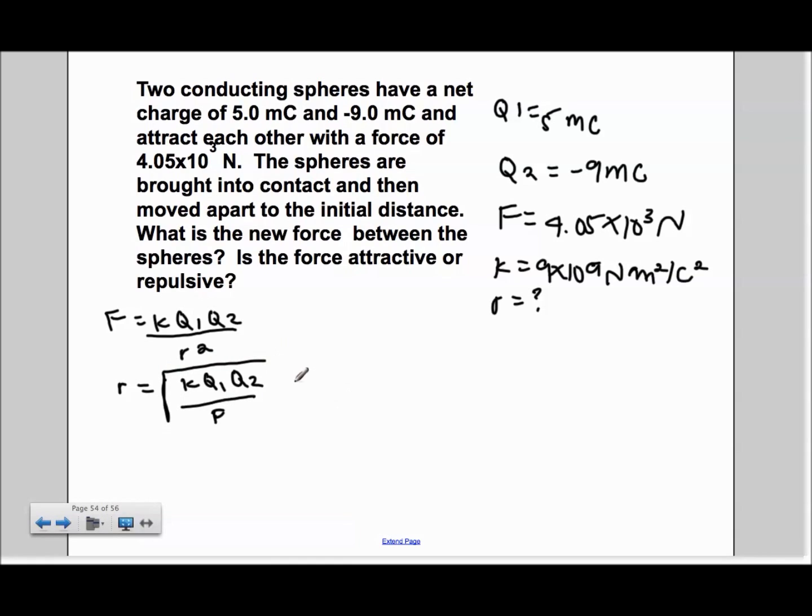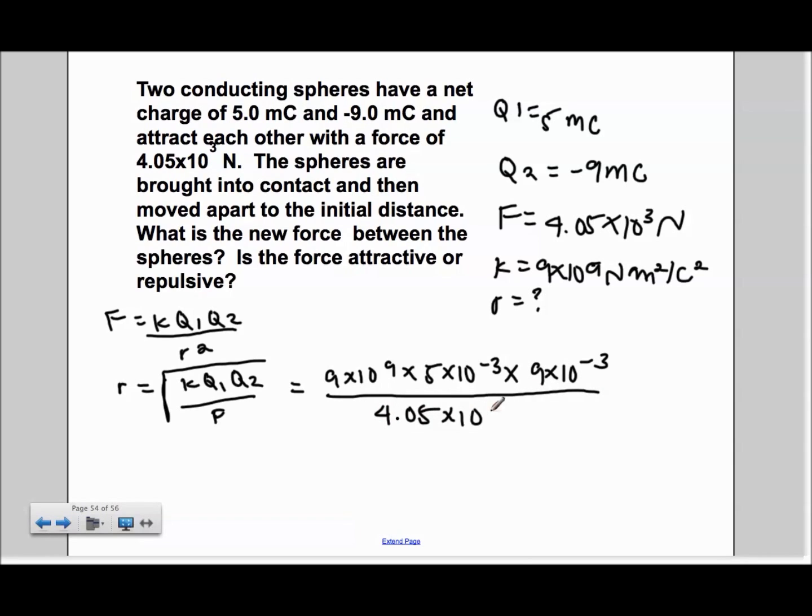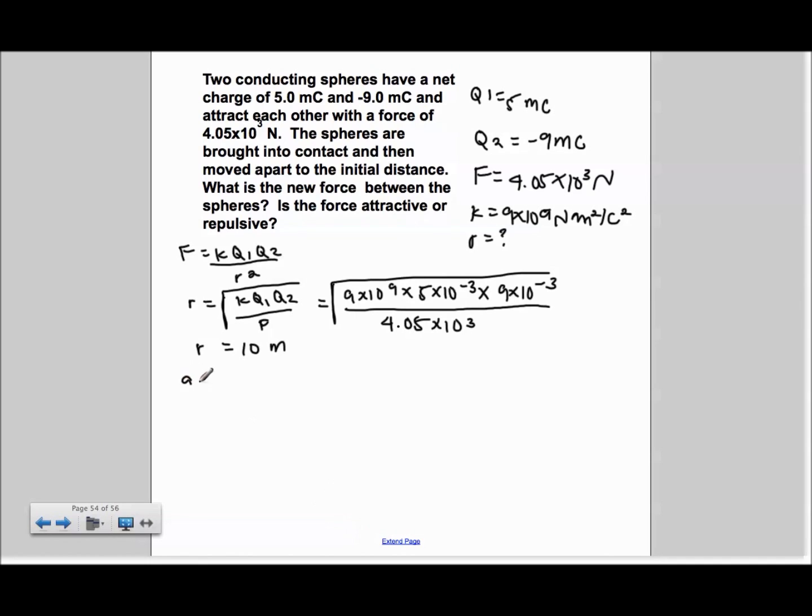So, plugging in our numbers, we get that R is equal to 9 times 10 to the 9 times 5 times 10 to the negative 3, because it is millicoulombs, times 9 times 10 to the negative 3, because that is also millicoulombs, over 4.05 times 10 to the third, and the square root of this entire thing. So you get that R is equal to 10 meters. So now that we know R, we can look for the force after the two spheres have been touched.